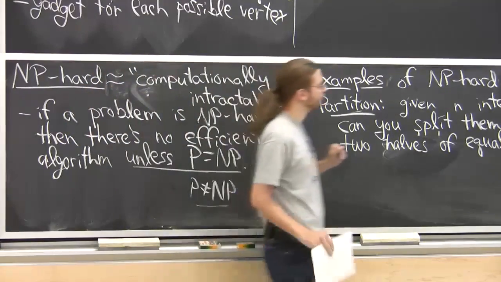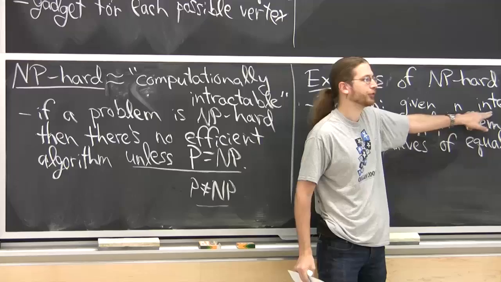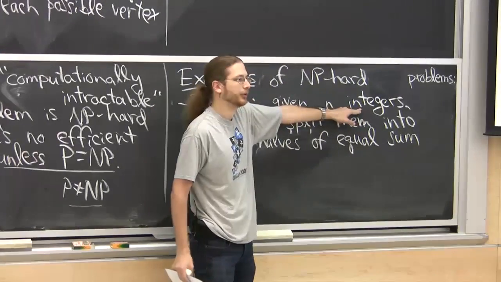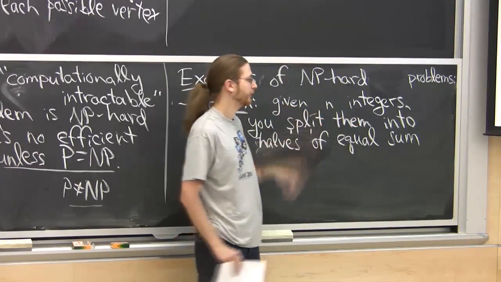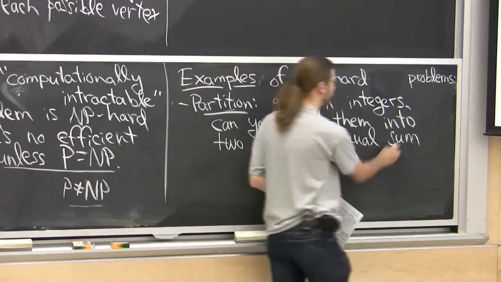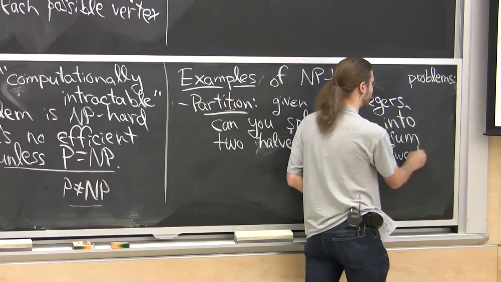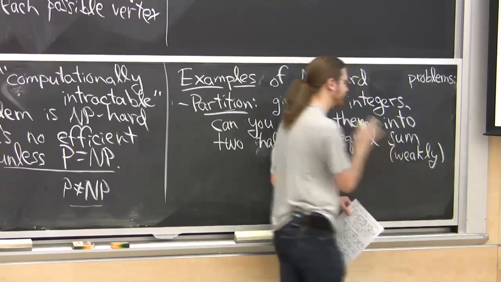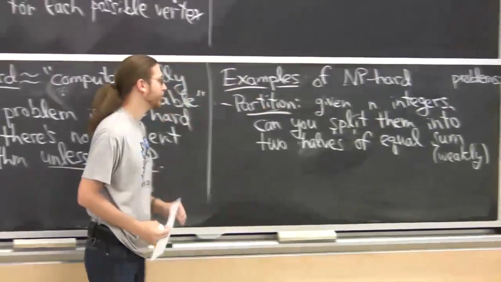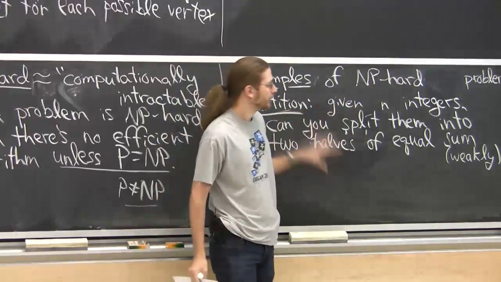The only catch is this problem is hard only when these integers are super big, like exponentially large in n. This problem is called weakly NP-hard. So as long as your player rankings are nice and small, there actually is an efficient way to solve that problem. But when the integers are big, this is NP-hard.